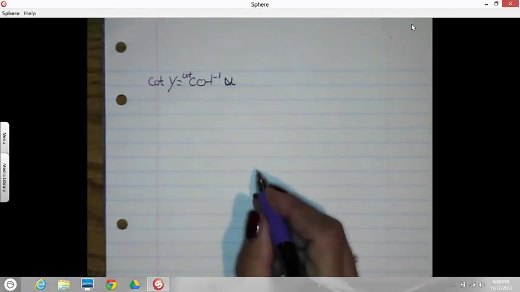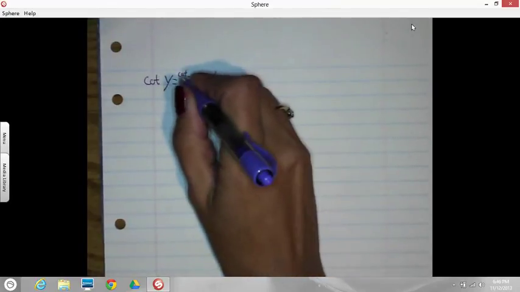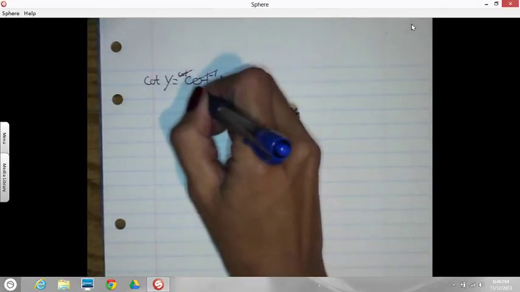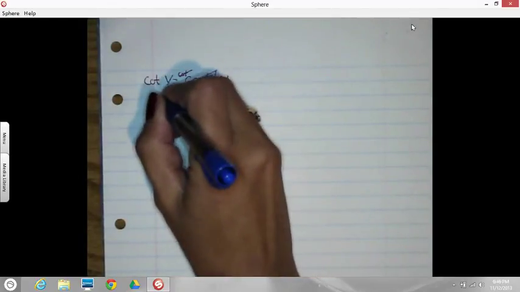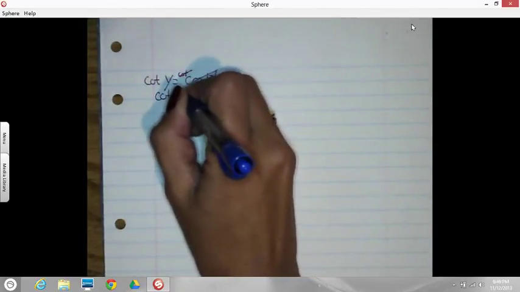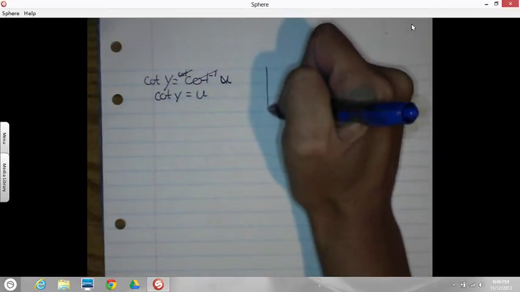On the right hand side, the cotangent and the inverse cotangent cancel each other out and it leaves you with the u. This side's just going to stay cotangent of y. So that's your first step, eliminate the inverse function. After you do that, sketch a triangle, because you're going to use it at the end.